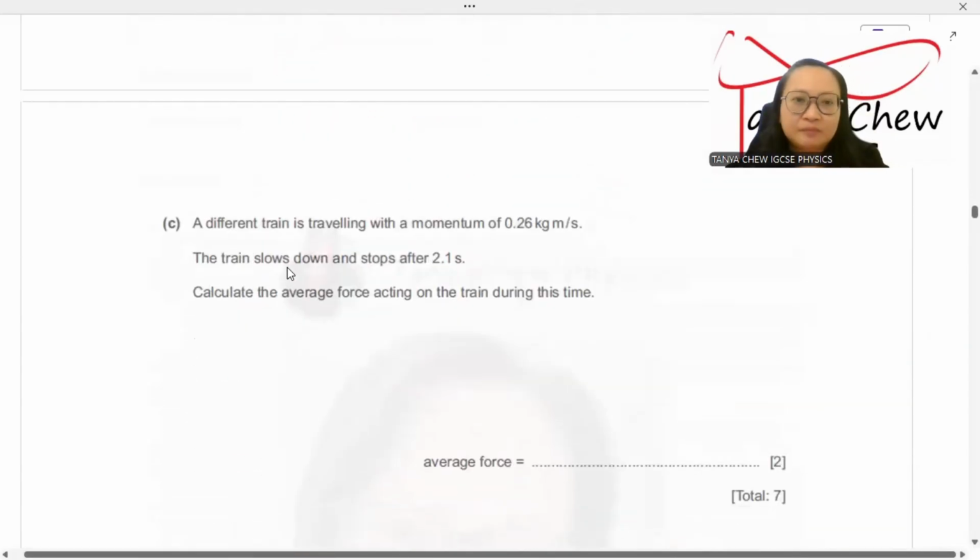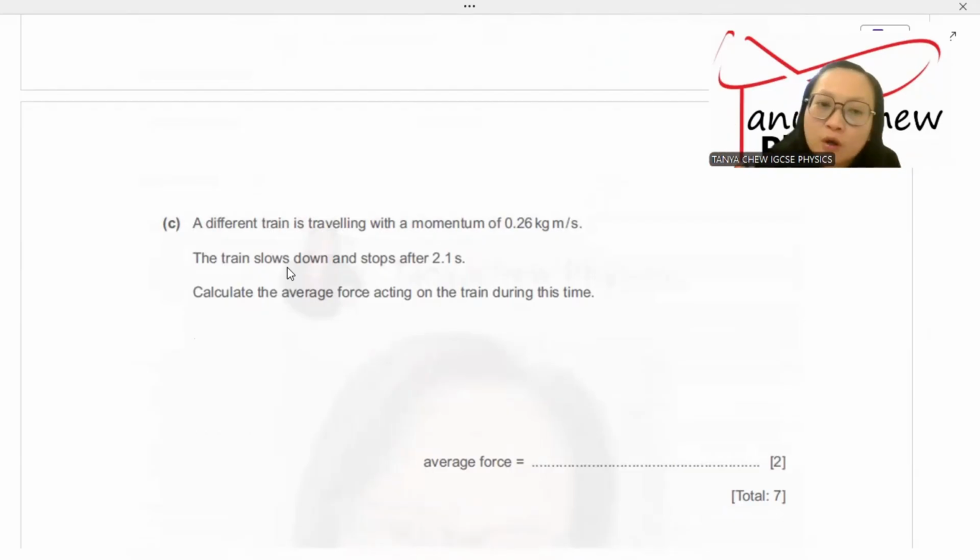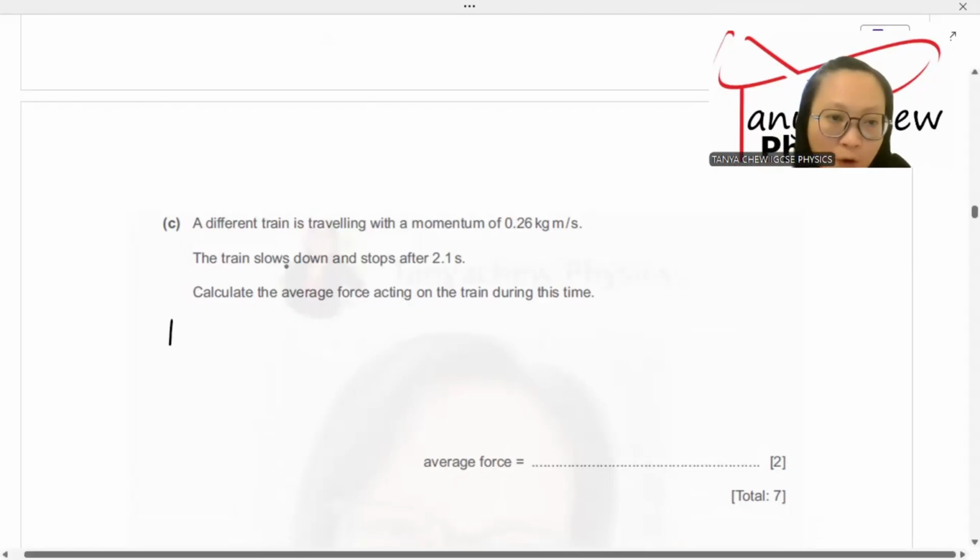Now, see, a different train is traveling with a momentum of 0.26 kilogram meter per second. The train slows down and stops after 2.1 seconds. Calculate the average force acting on the train during this time. So average force is the rate of change of momentum.